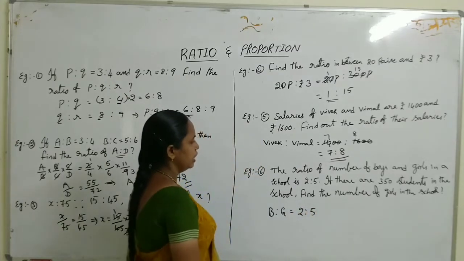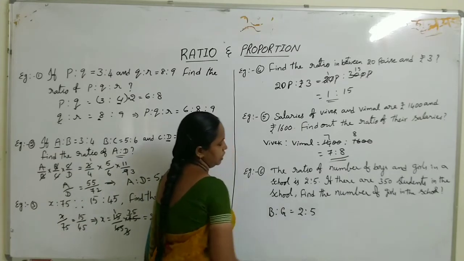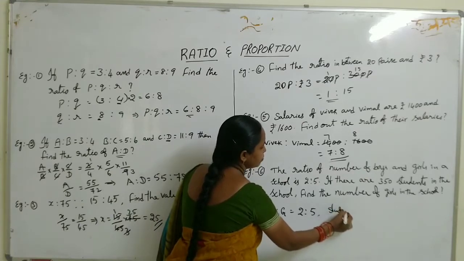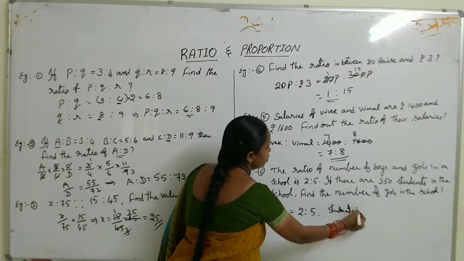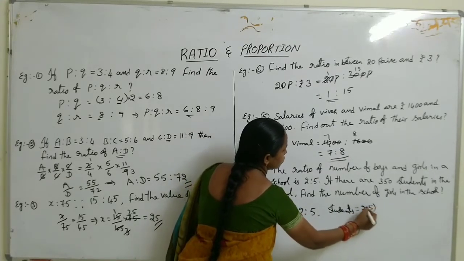Okay. That means boys is 2 units and girls is 5 units. Then students equal to 2 plus 5, that is 7 units.